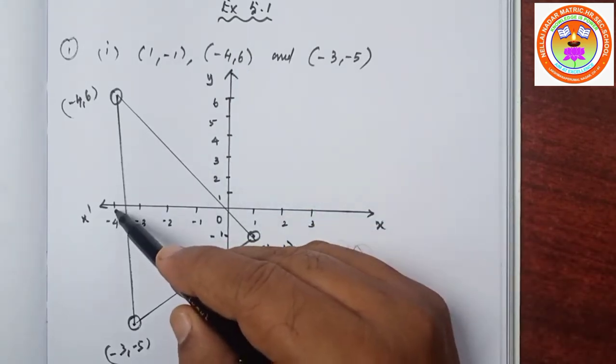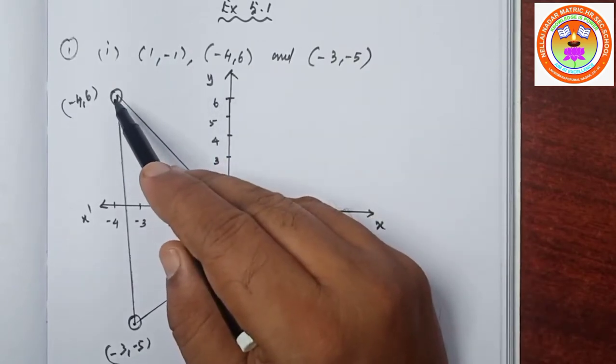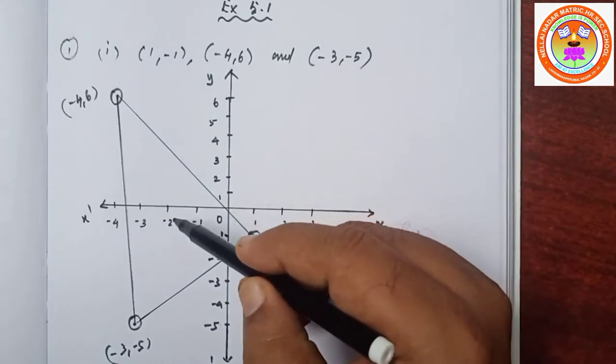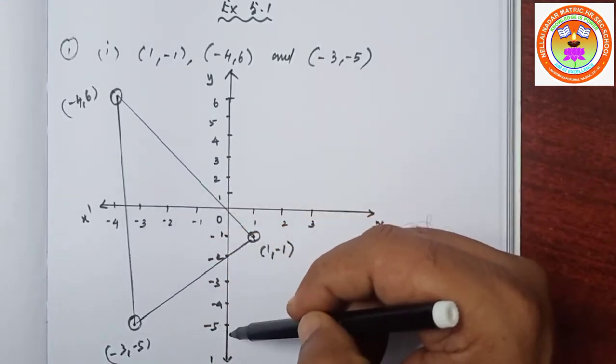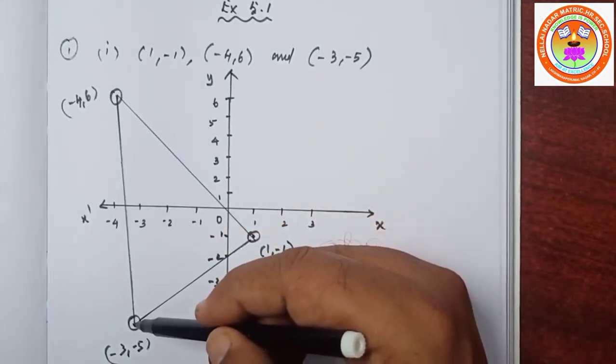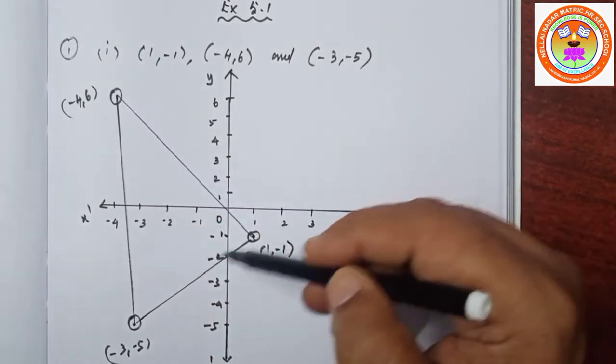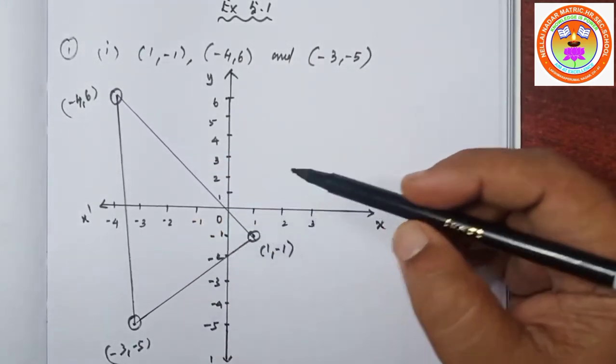Next point minus 4, 6. Minus 4 in x-axis, 6 in y-axis. This is the point minus 4, 6. Next one minus 3, minus 5. Minus 3 in x-axis, minus 5 in y-axis. Here is the intersection of that. Minus 3 and minus 5.